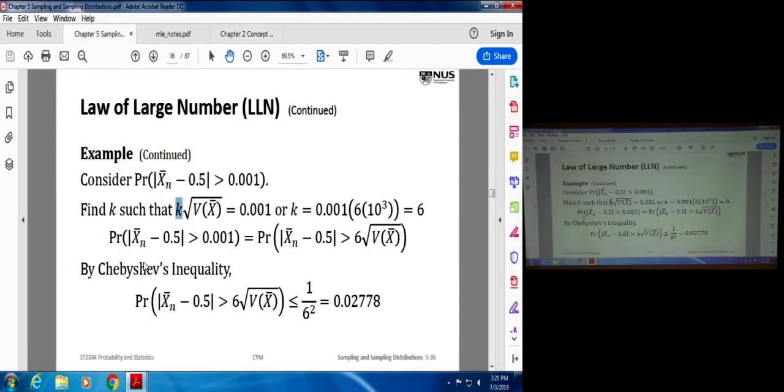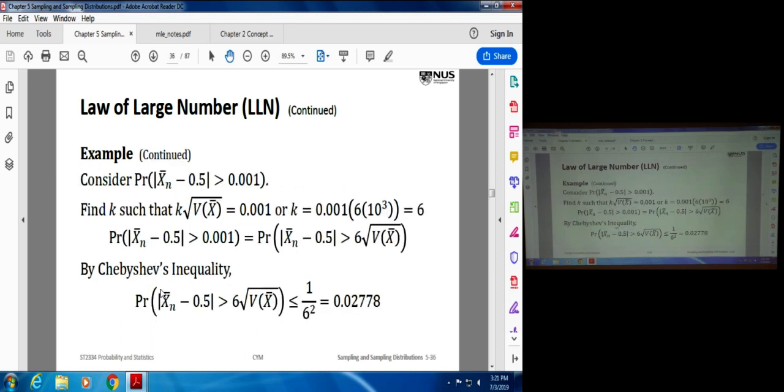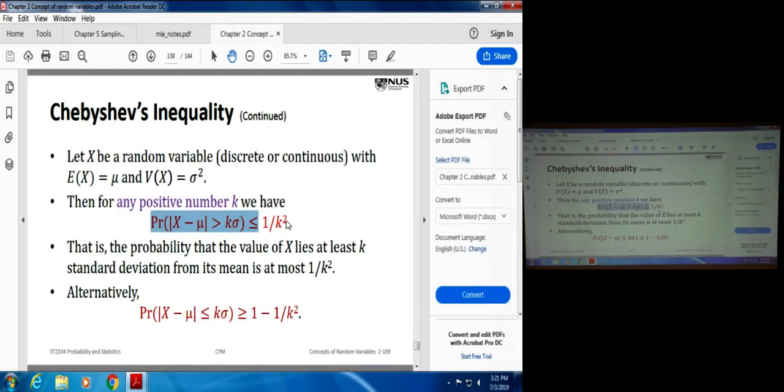We know that the expectation of the mean is 1 over 2. Now I want to find the probability that the absolute difference between the sample mean and its true mean is bigger than k times sigma, which is upper bounded by 1 over k squared. So what he's trying to do is find k times sigma equal to 0.001, which is our epsilon.